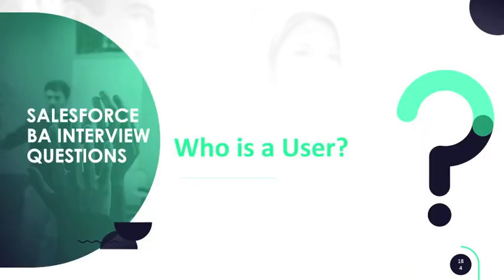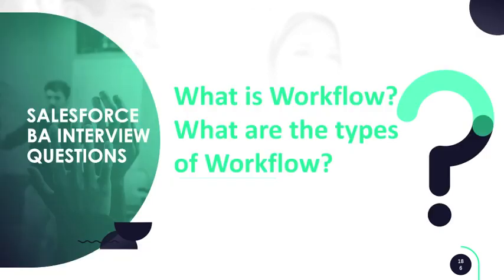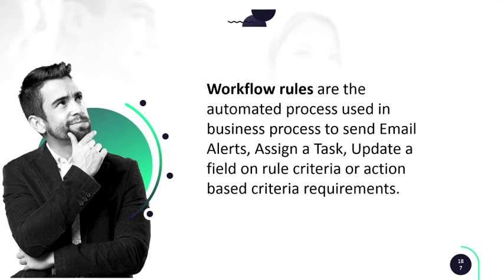Number 34. Who is a user? A user is an individual who has credentials to log into Salesforce and use the application. Number 35. What is workflow? What are the types of workflow? Workflow rules are the automated process used in business process to send email alerts, assign a task, update a field on rule criteria or action-based criteria requirements.